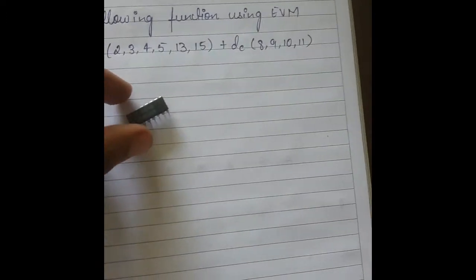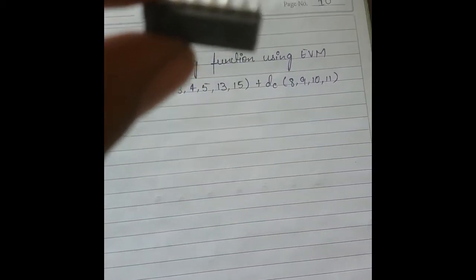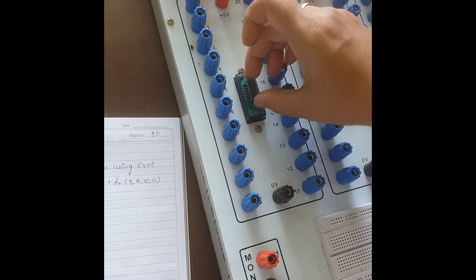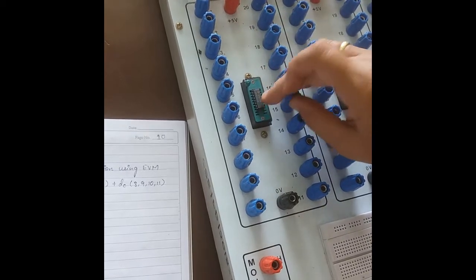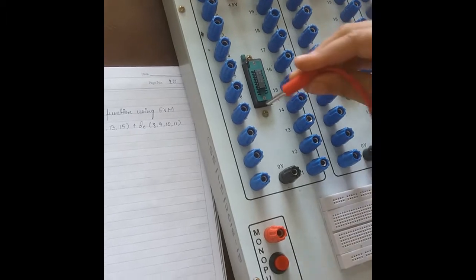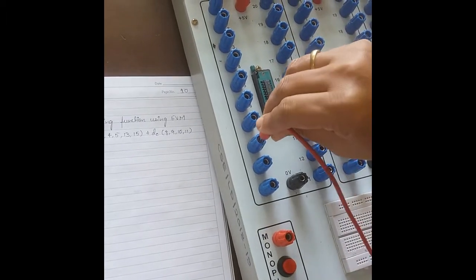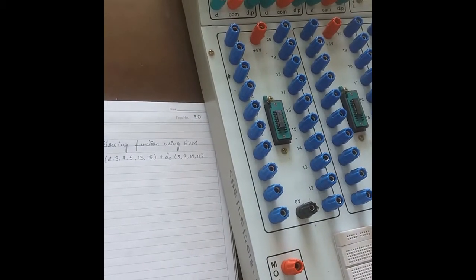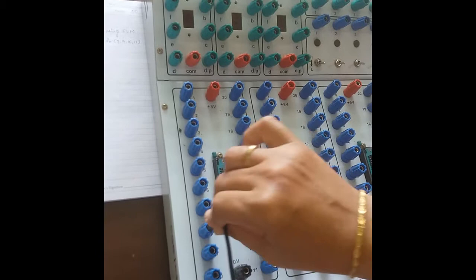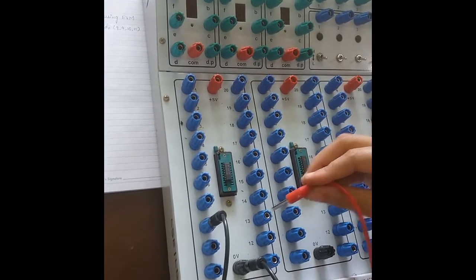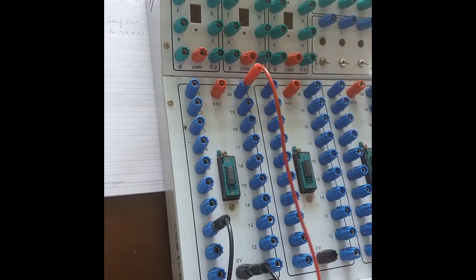It is the IC 74151, a 16 pin IC. First I will insert the IC into the notch, and after that I will lock it. First I will do the basic connections. Pin number 8 is given to ground, and pin number 16 is given to VCC.